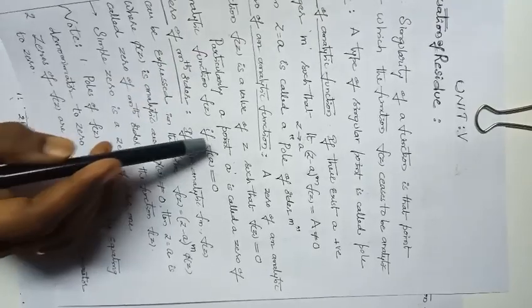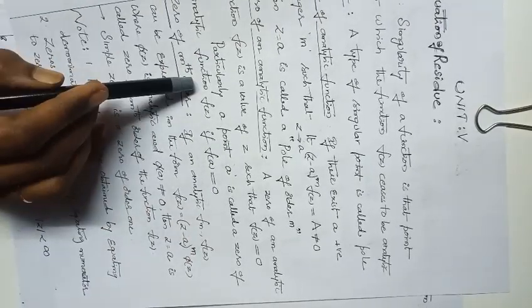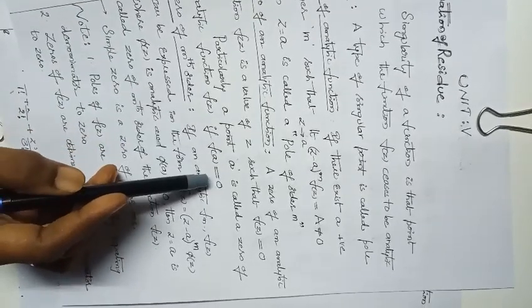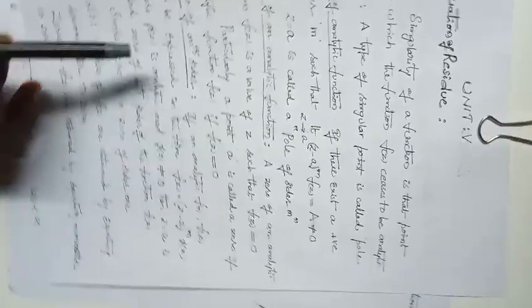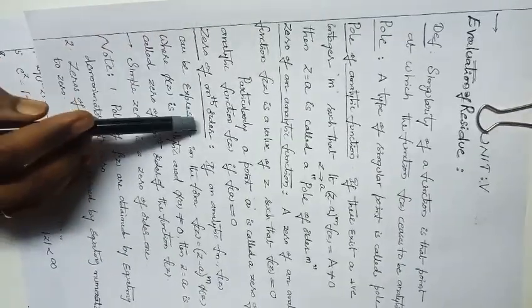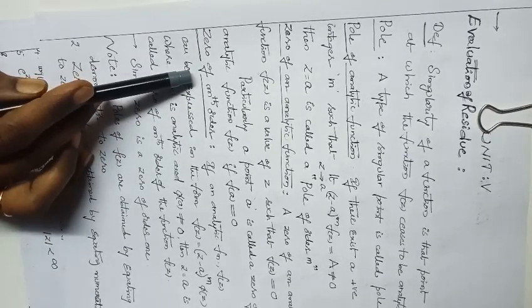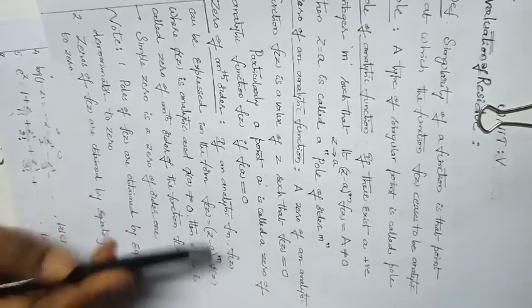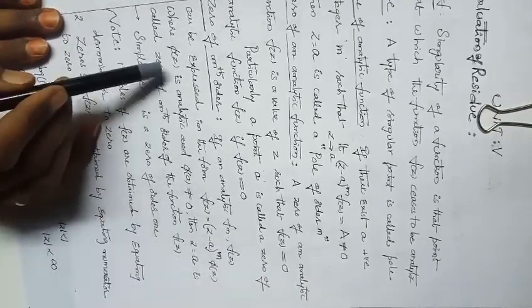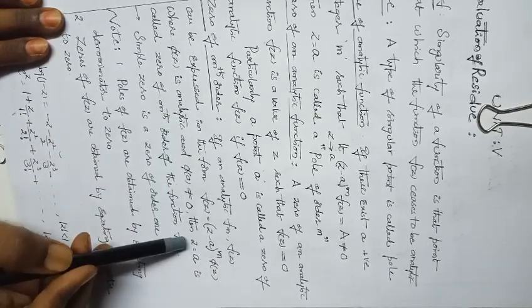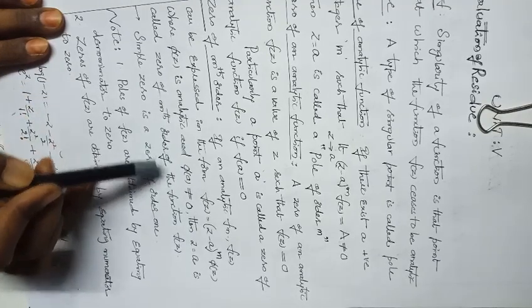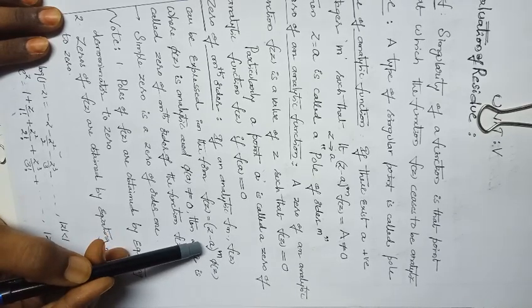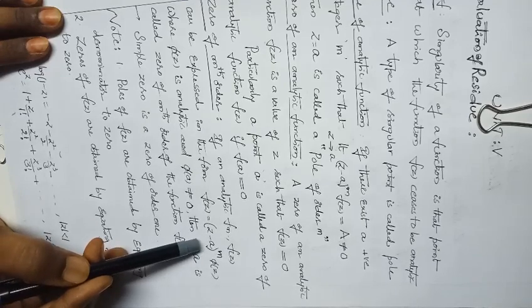Particularly, a point a is called a zero of the analytic function f of z if f of a equal to 0. By writing a in place of z, the function value will be 0. In this case, such a point is called a zero. Next one is zero of mth order. A zero of mth order is nothing but a root of the function of order m. If an analytic function f of z can be expressed in the form f of z equal to z minus a whole power m times phi of z, where phi of z is analytic and phi of a is not equal to 0, then z equal to a is called a zero of mth order of the function f of z. Here the power of this factor is m and z equal to a is called a zero. Zero is nothing but a root. Now z equal to a is a root or zero of order m.